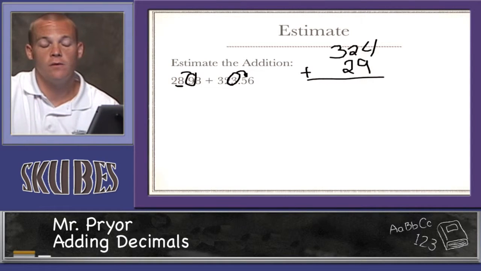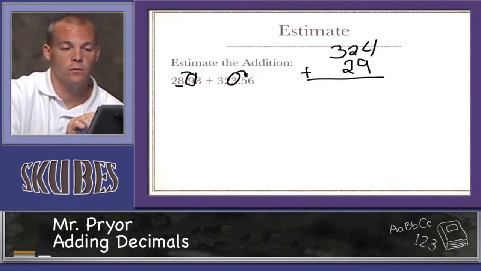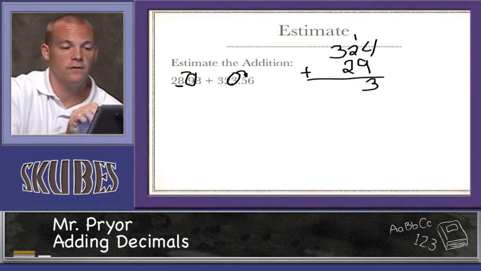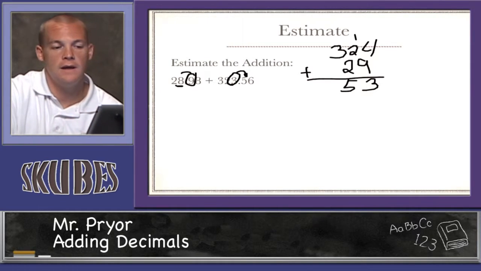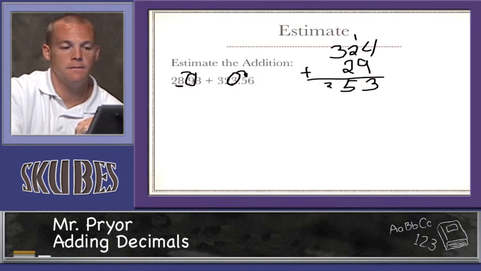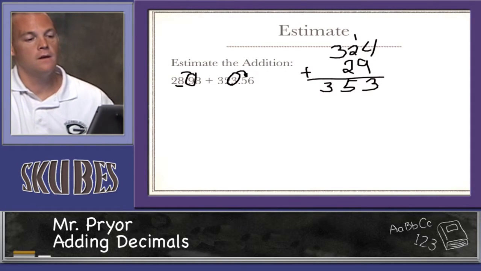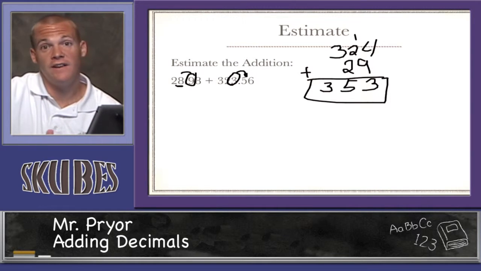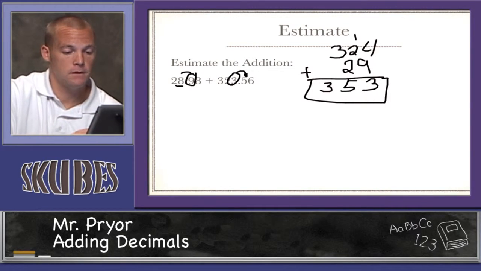So 324 plus 29. We'll do 9 plus 4, which is 13. Carry the 1. 2 plus 2 is 4, plus 1 is 5. And then we just bring down that 3, because 3 plus 0 is 3. All right, so our answer there would be 353. Our estimate, of course. One more example like that.